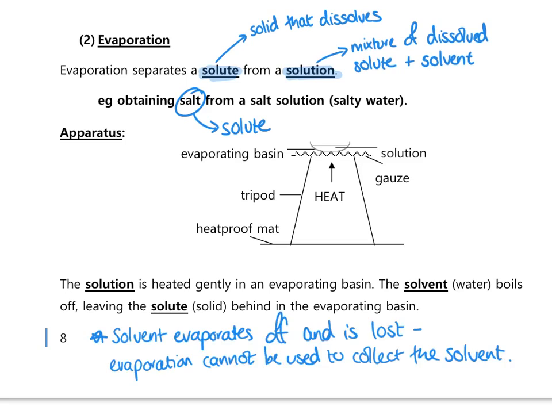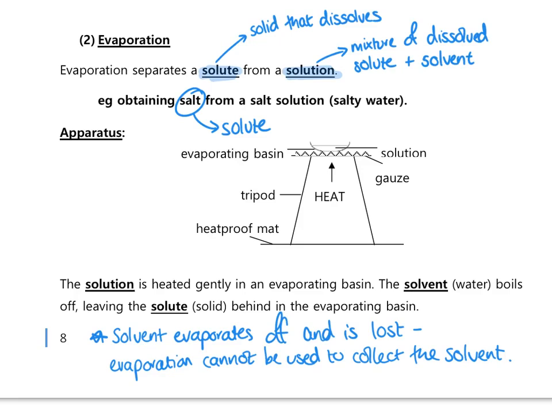So if you want to make a note of that, you can. Again, you need to be familiar with this apparatus, so I'm going to run you through that diagram now. But what you can see even from your apparatus diagram is that we heat the solution, and as we heat the solution, the solvent will have a much lower boiling point than the solute. And so when we heat it, the solvent will boil or evaporate off, and that will leave the solute behind, so that will leave the salt behind.